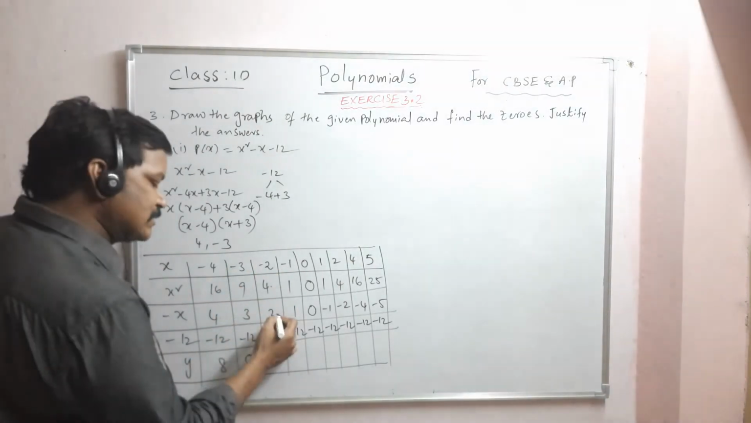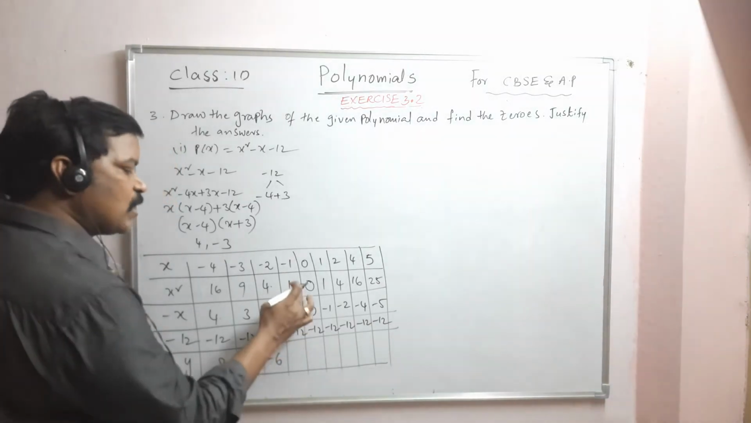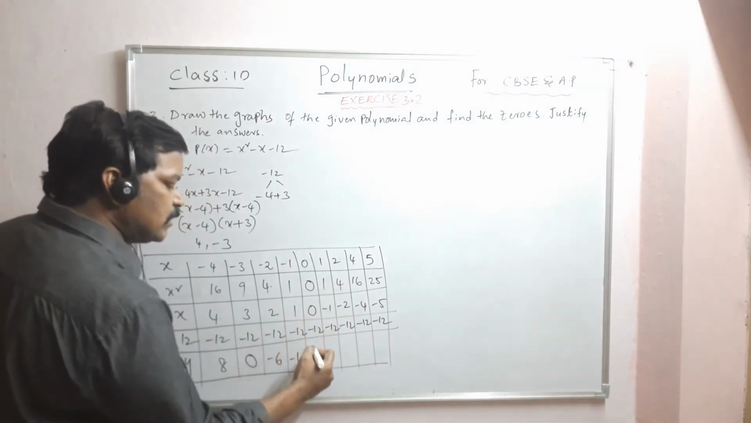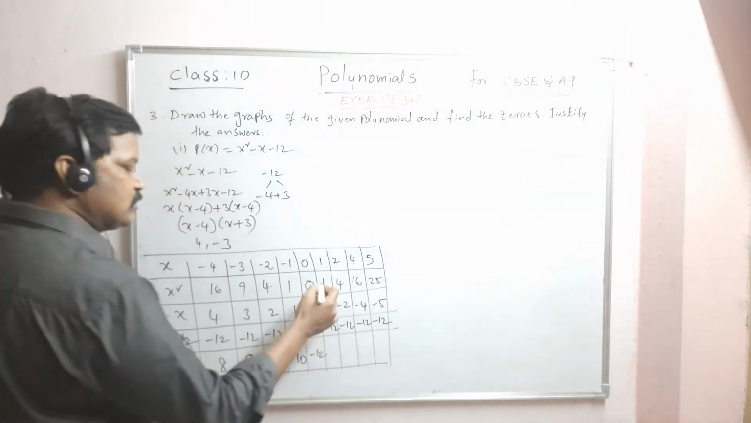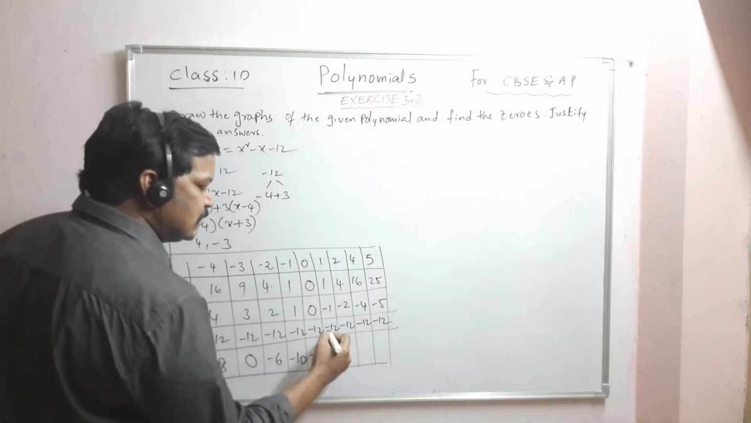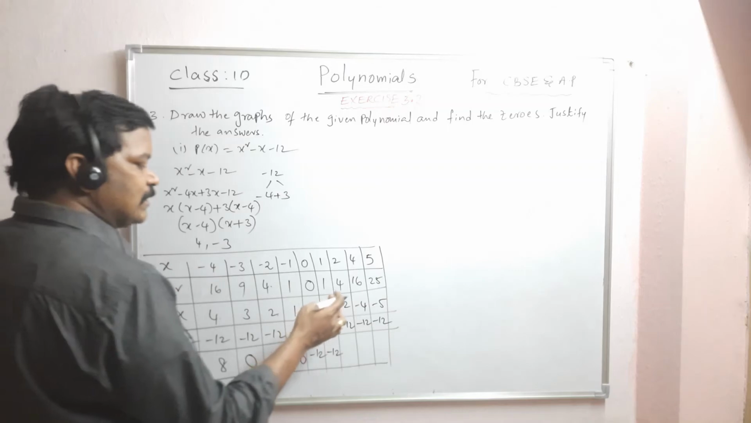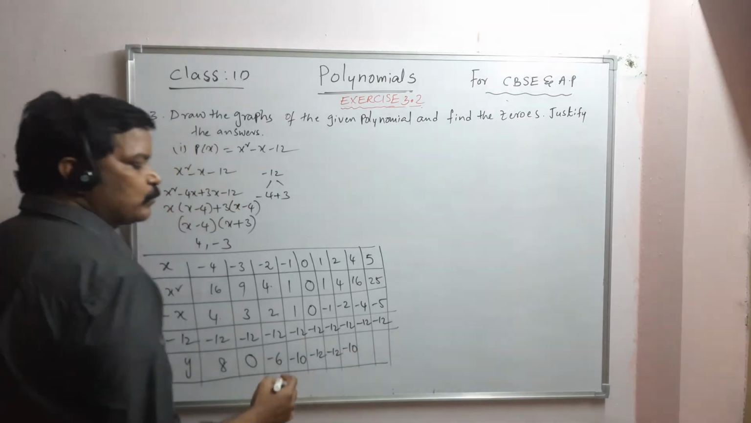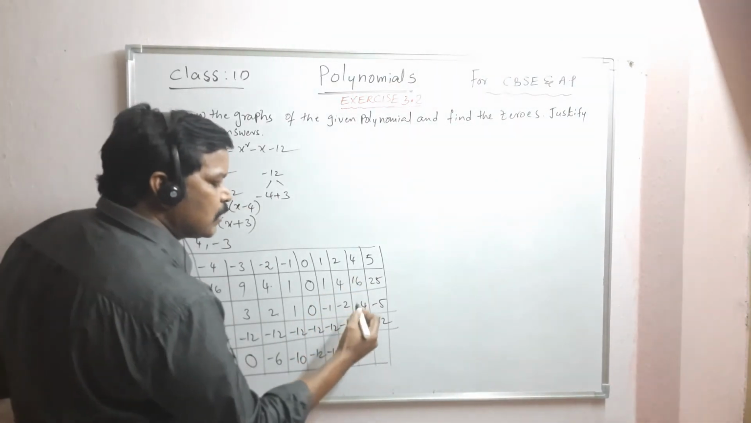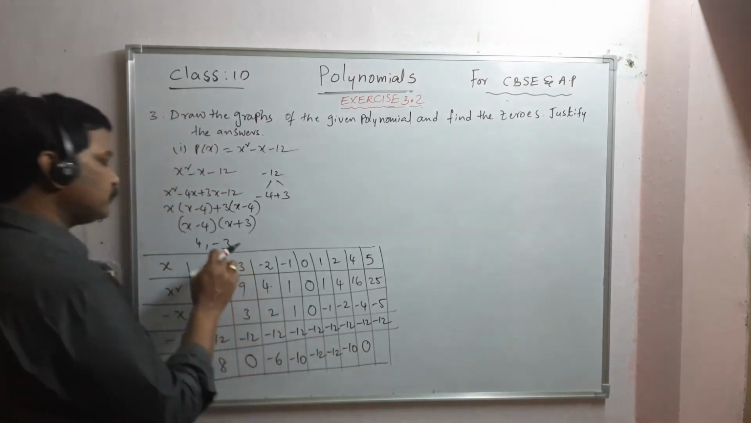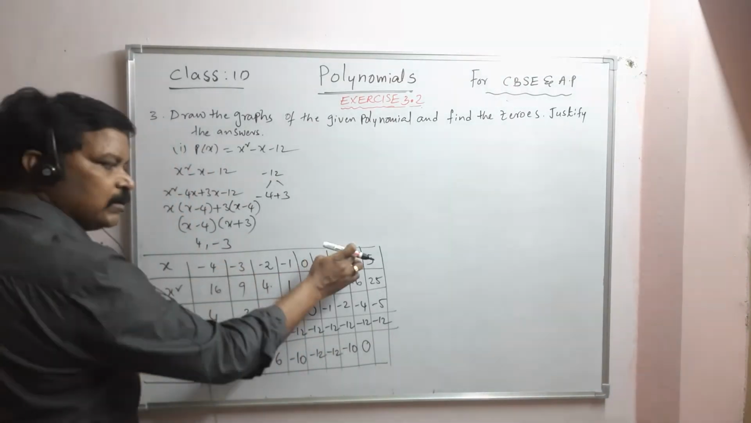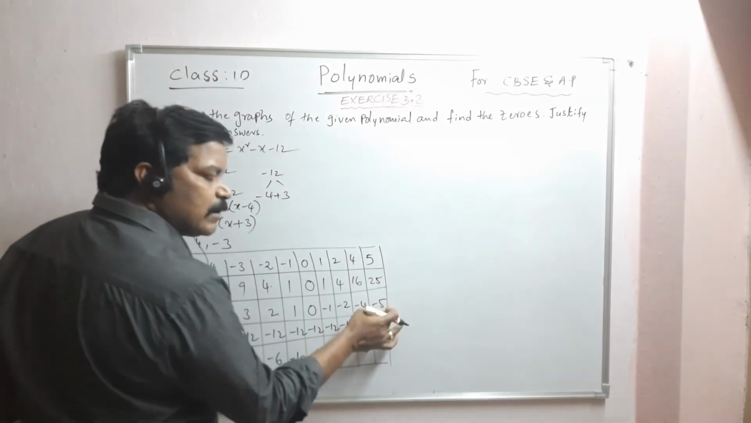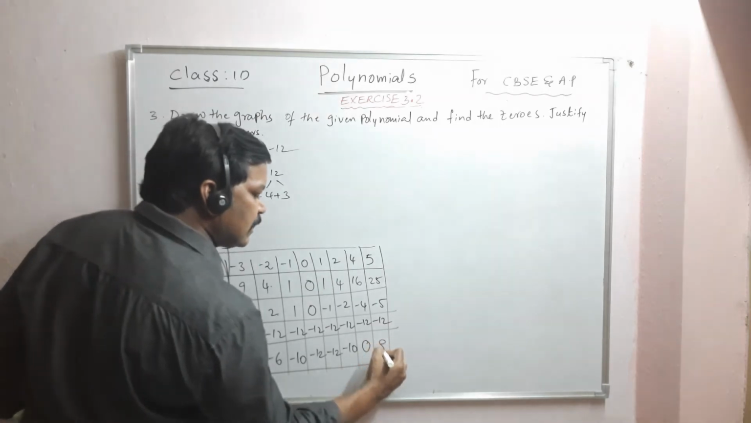Here, 4 plus 2 is 6, 6 minus 12 is minus 6. 1 plus 1 is 2, 2 minus 12 is minus 10. So, 0 plus 0 minus 12, this is minus 12. Next, 1 minus 1, both get cancelled, this is minus 12 again. Next, 4 minus 2 is plus 2 minus 12 is minus 10. 16 minus 4 is 12, plus 12 minus 12 is 0. 4 is the 0 of the polynomial. At x is equal to 4, the value of the polynomial is 0, right? 25 minus 5 is 20, 20 minus 12 is 8.